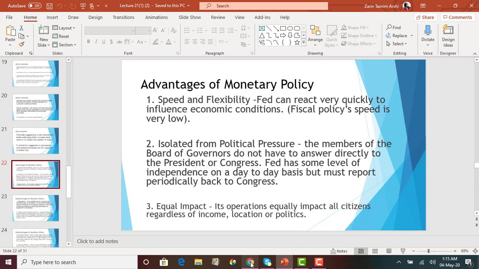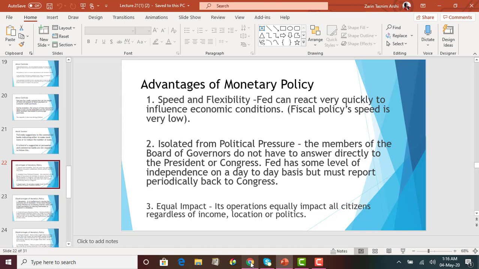So then we look at the advantages of monetary policy and disadvantages of monetary policy. One of the biggest advantages of monetary policy is speed and flexibility. If you remember the fiscal policy, it had to go through the Congress, Senate, and the House. For monetary policy, that's not the case. The Fed is the one implementing it. It's very quick. If they want to change the interest rate now, they can do it right away within a day. They don't have to go to Congress and President to get approval. So it's a very quick process, and it can influence the economic conditions quickly.